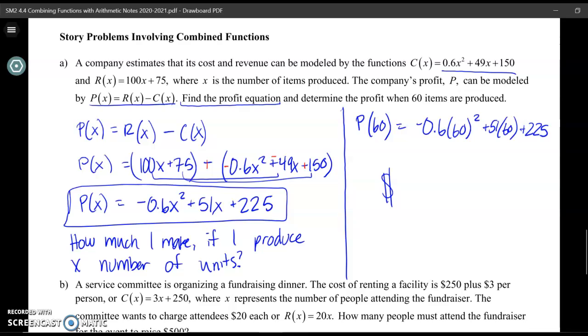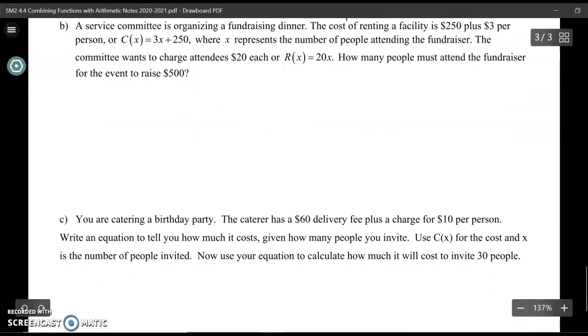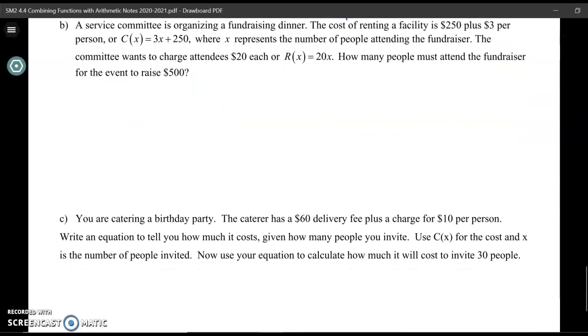Okay, I'm going to start B with you guys, and I'm going to let you guys finish it for me. A service committee is organizing a fundraising dinner. The cost of renting the facility is $250 plus $3 per person, or this equation, 3x plus 250, where x is the number of people attending. The committee wants to charge attendees $20 each, so the revenue, the income, is going to be 20x, times the number of people that are coming. How many people must attend for the fundraiser event to raise $500?